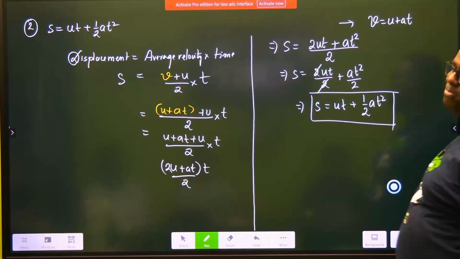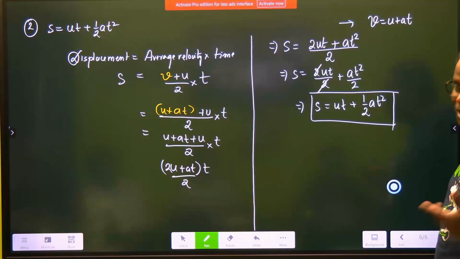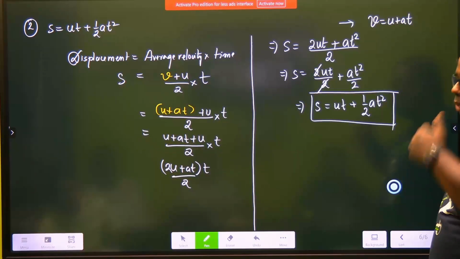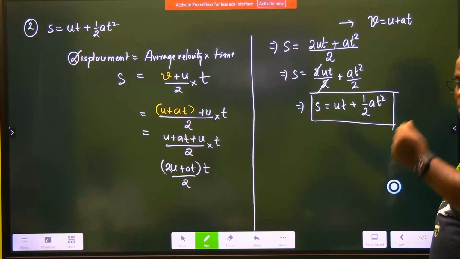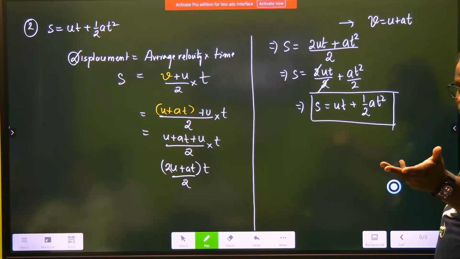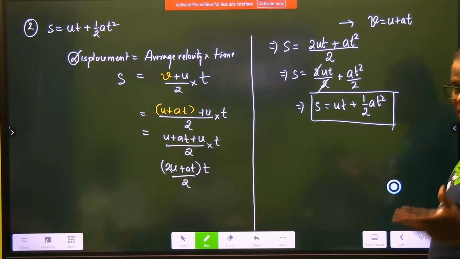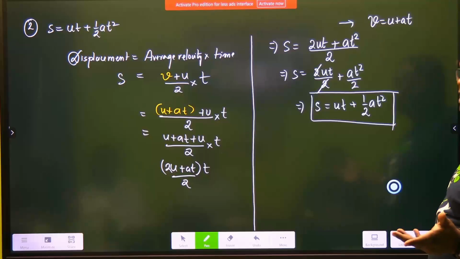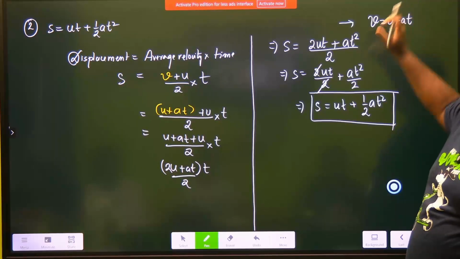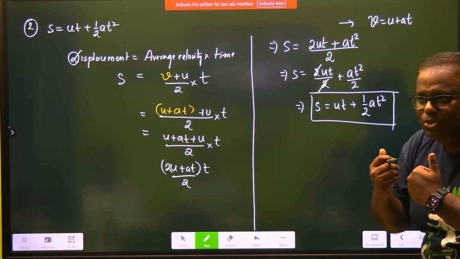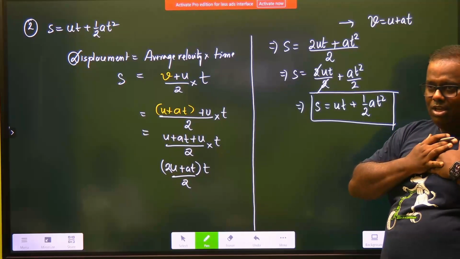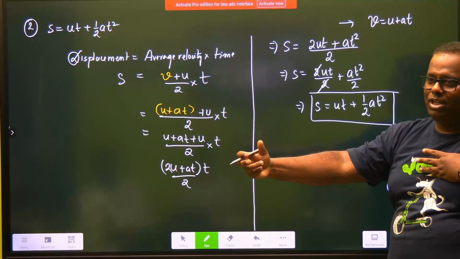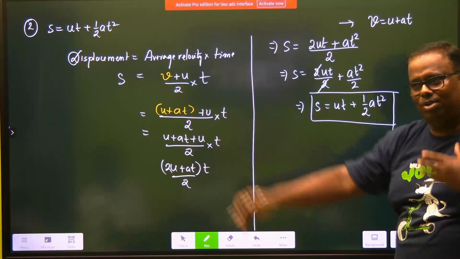These small things, school will not tell you. You should feel this. Did you understand what I said? Why is the final velocity less? Because a is negative. If a is negative, at is negative. at negative means this whole thing is deducted from u. So u was 40. You are deducting something from 40. I will land up in less than 40 only.